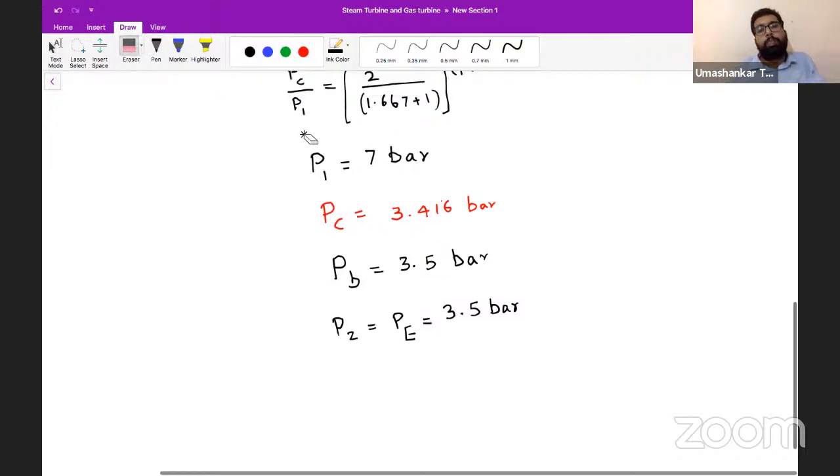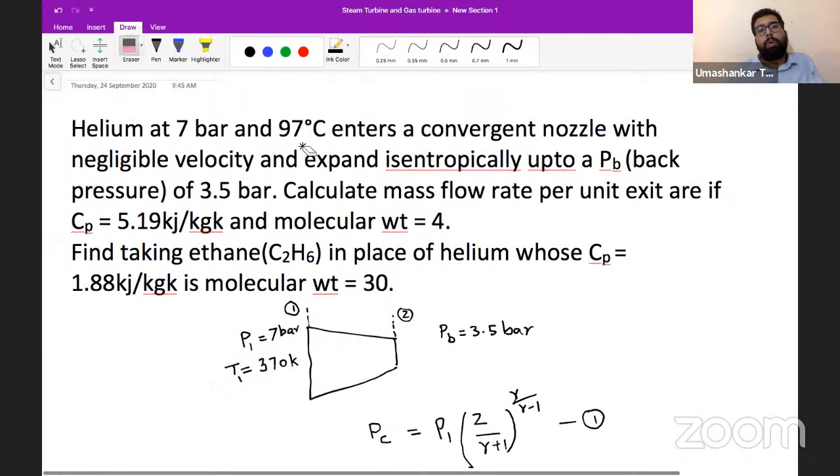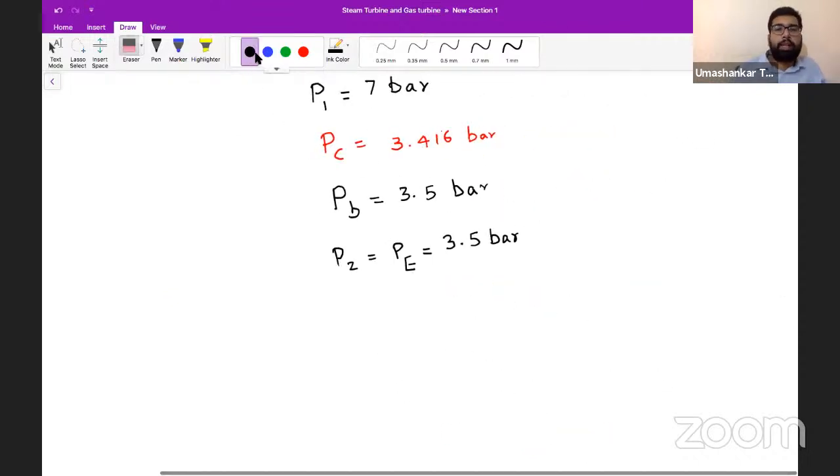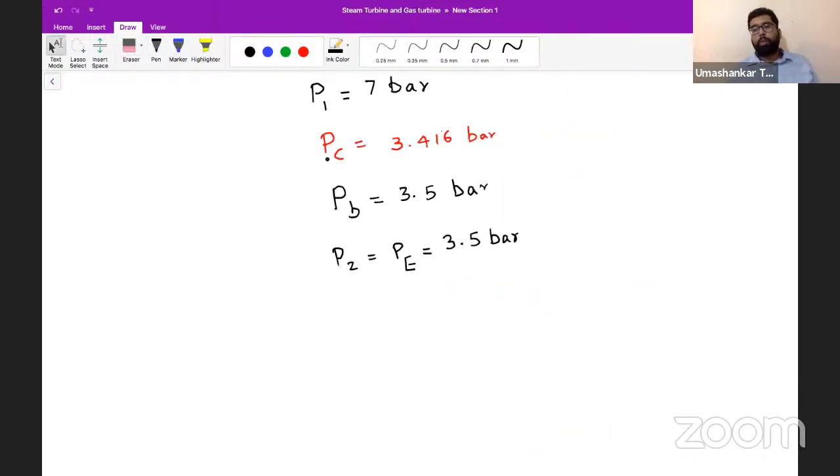So which pressure should we use in this problem? Is that clear or not? Tell me, is this crystal clear to you or not? All the students in the live class can respond. Please respond to me. Is this clear or not? When to use back pressure, when to use critical pressure.